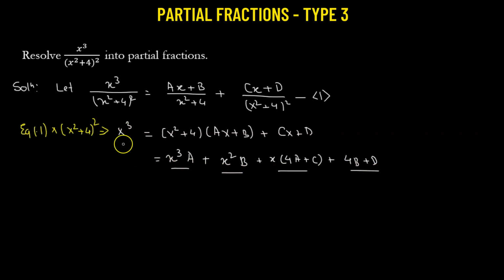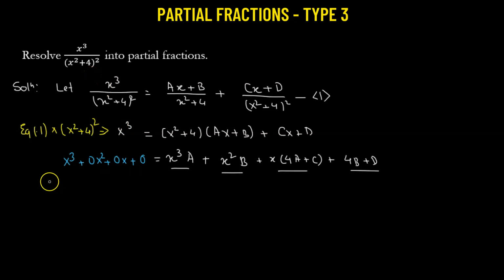However, on the left hand side we only have a single term, which is x cubed. But we can convert it into four terms, such that we have x cubed as the first term. Then the next term will be 0 times x squared, since x squared is not present here. The third term will be 0 times x, and the fourth term will be simply 0. In doing so, we now have four terms on both the left hand side and right hand side.